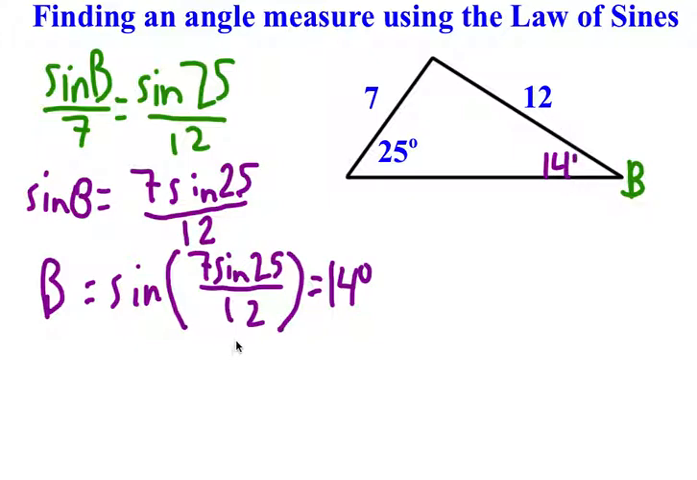right, like that, and that's it. We could then find the other angle by subtracting from 180, 180 minus 25 minus 14, and use the law of sines to find the side length.